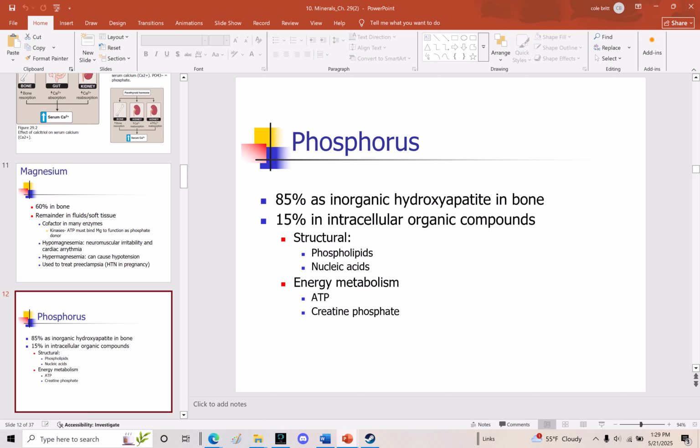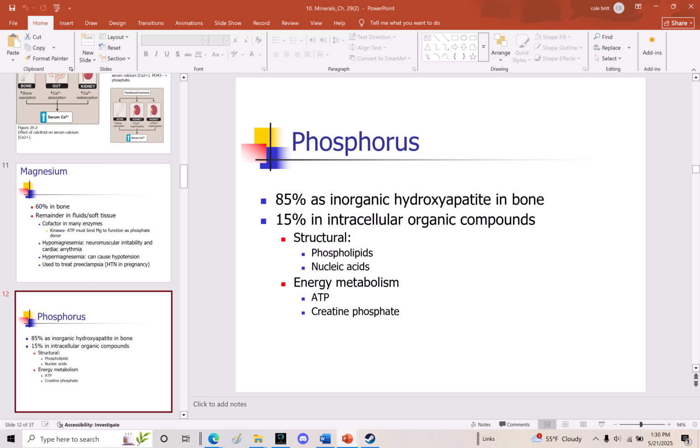The rest of it is super important. These functions you should already know because we've already talked about this to death in biochemistry. We need phospholipids. What's on phospholipids? Phosphate groups, PO4. What's this P? It's phosphorus. So phospholipids cannot be made without phosphorus. Nucleic acids also have phosphate groups. They need phosphorus.